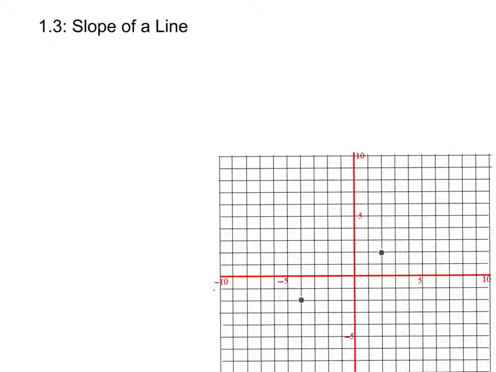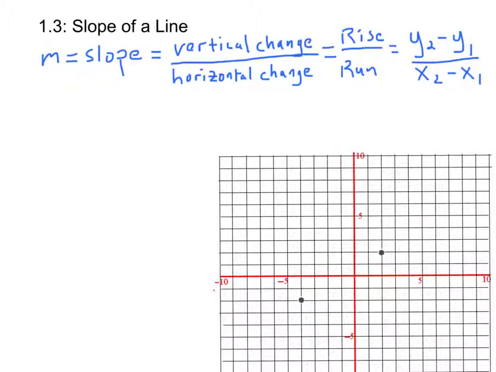The slope of a line measures how the line is slanted, and it can be computed from knowing 2 points on the line. The symbol used for the slope is m, and the slope is defined to be the vertical change divided by the horizontal change. Sometimes we say that it's rise over run, where rise represents the vertical change and the run represents the horizontal change. And it can be computed by taking the difference between the two y coordinates and dividing that by the difference between the two x coordinates.